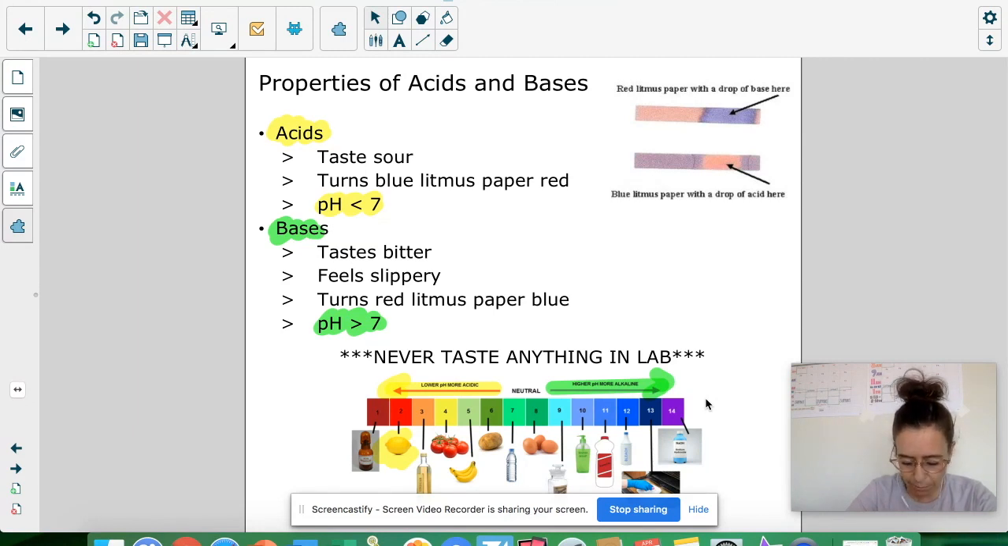So what are examples of basic products? Basic products are soaps, for example. Any cleaning product is a base. Okay, so maybe you want to check at home and classify some of the products and substances that you have at home, and look at this diagram over here and understand whether they fall into the lower than 7 scale or higher than 7 scale to know whether they're basic or acidic.